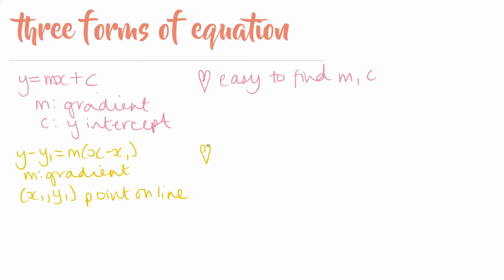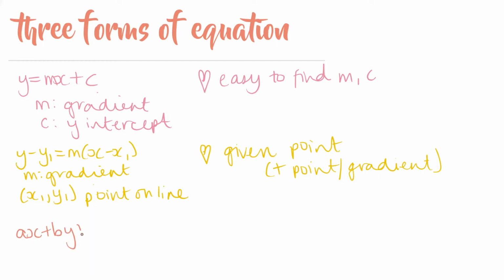The reason we use this form is because it's useful if you're given a point on the line. You can easily find the equation just given a point, and also either another point or the gradient. You can easily plug that information into this equation and you get the equation of the line that you're looking for.